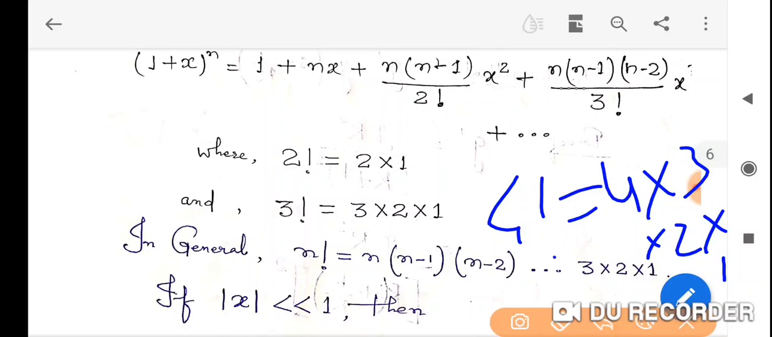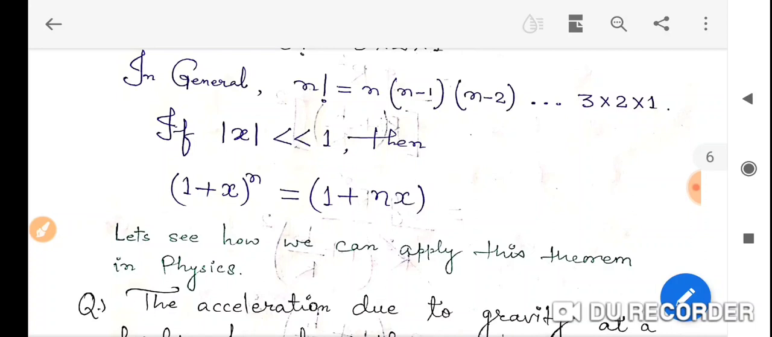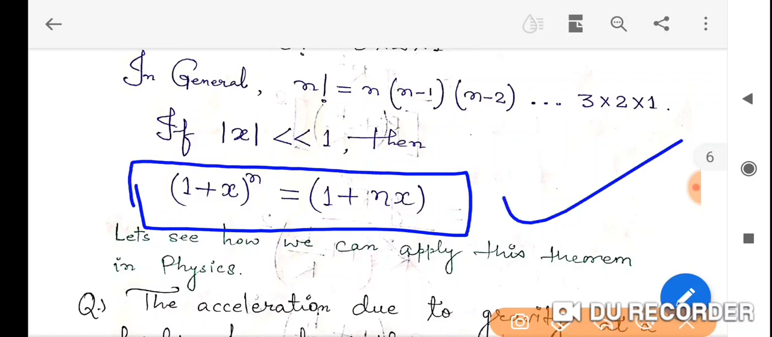If mod x is very less than 1, then the above binomial theorem reduces to 1 plus x whole to the power n equals to 1 plus nx. This condition is often used in physics. This condition is used in the chapter gravitation. We will apply it for the calculation of acceleration due to gravity at some altitude or depth.